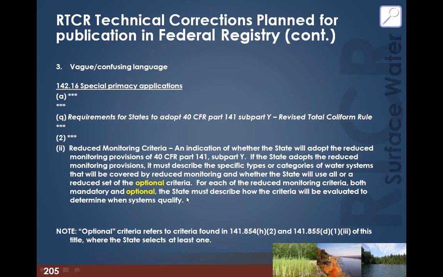There was some language that may be vague and confusing. In this particular section, the term optional criteria was used. In reality, it's not optional. When you refer back to the criteria that the states must specify that they would use to make this determination, we don't use the word optional. There's a set of, I believe it's like 3, that the state can choose from, and I guess that's why this language was put here, but we are going to clarify that and note that optional criteria refers to the criteria found in these 2 sections of the title where the state selects at least 1. So there may be a removal of the word optional, or a different word may be placed there.